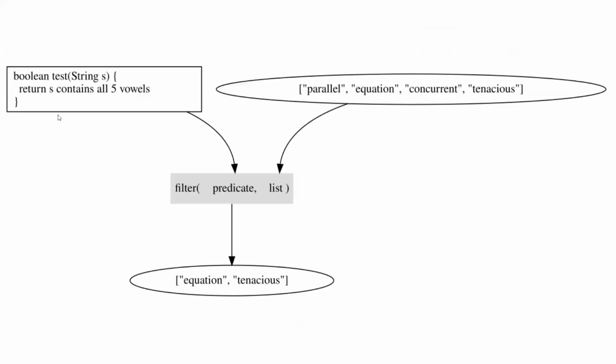We could choose it for a different type, this time passing in a predicate whose test method takes a string and sees if that string contains A, E, I, O, and U, like all 5 vowels. Then I pass in that predicate with this list, which has parallel, equation, concurrent, and tenacious. Parallel will be passed the test method, it'll fail. Equation will be passed the test method, it'll pass, so it passes through. Concurrent will fail, and tenacious will pass, so we end up with just equation and tenacious.